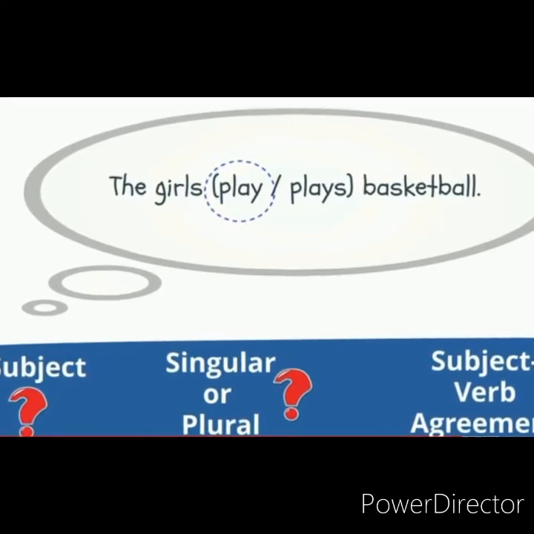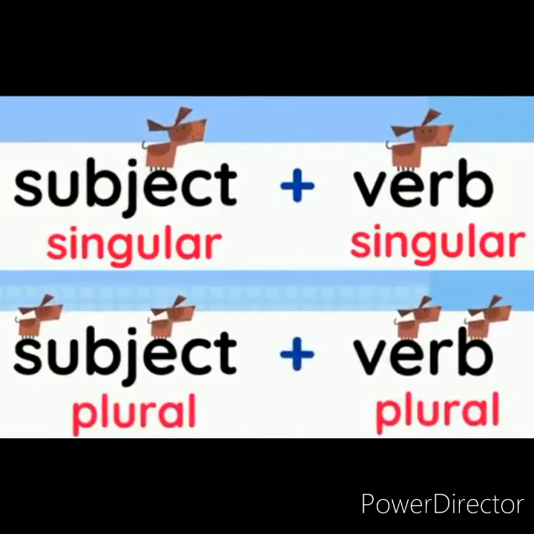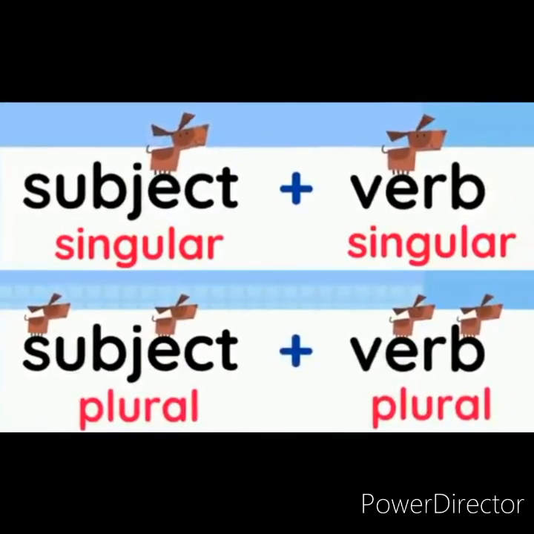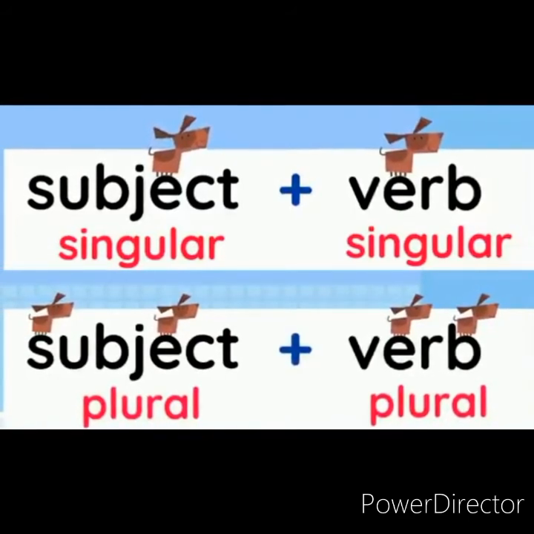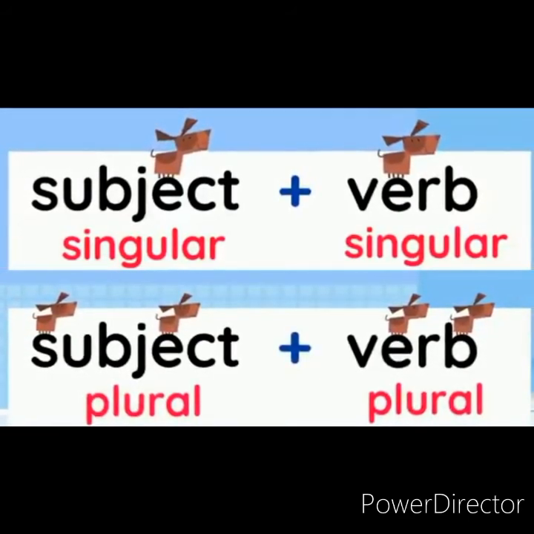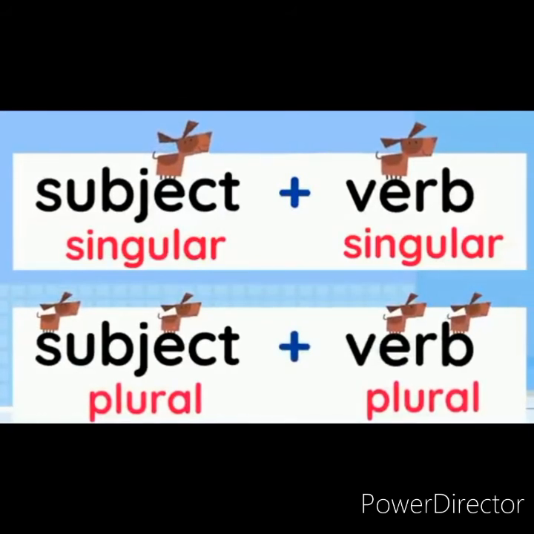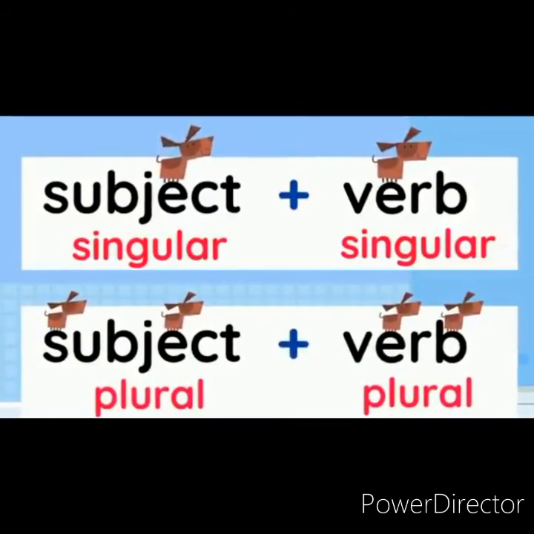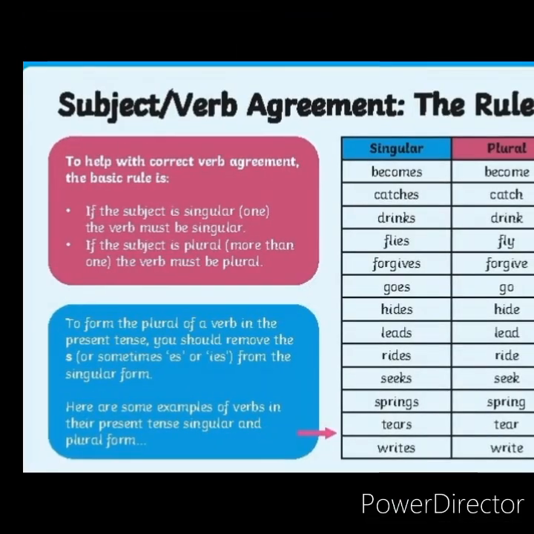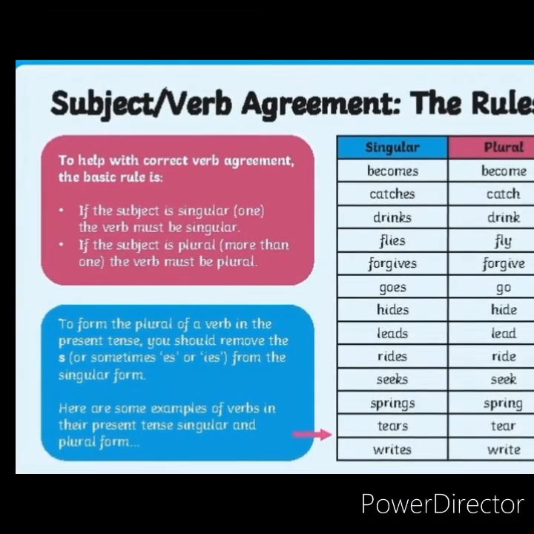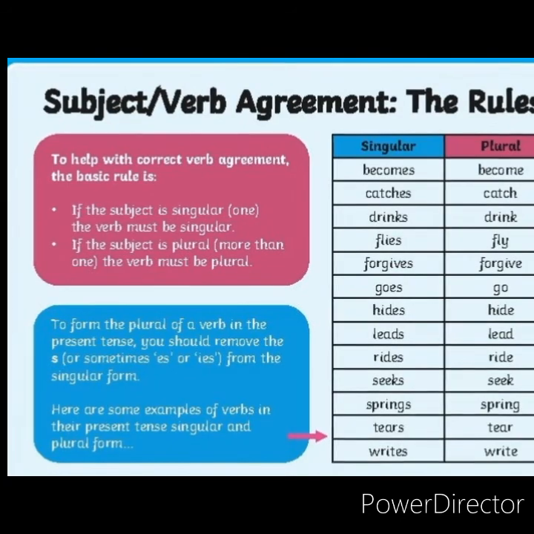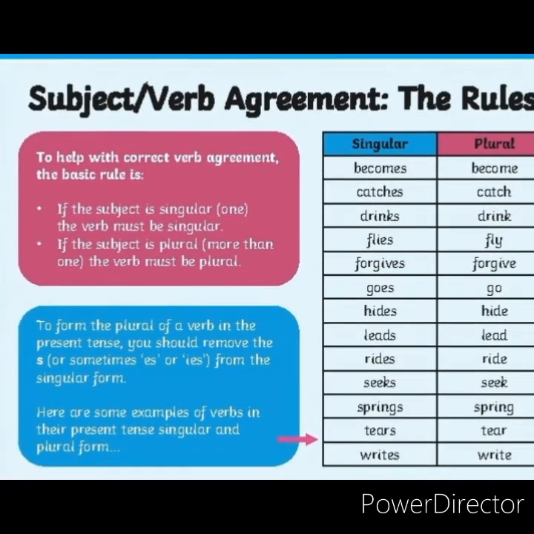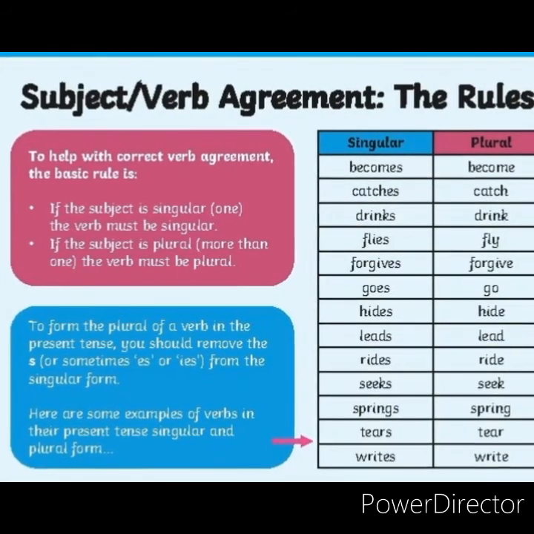So, this is what subject-verb agreement means. With a singular subject, we always use a singular verb, and with a plural subject, we always use a plural verb. Singular verbs are formed by adding s, es, and ies, whereas plural verbs remain the same. Nothing is added to it.